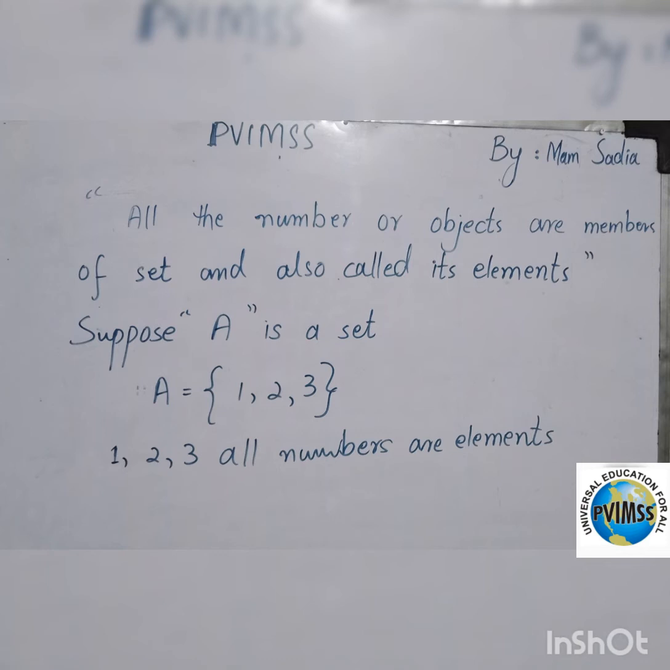Students, all the numbers or objects are members of a set. So all the members are also called its elements. Suppose we have a set A and there are 3 members in this set, 1, 2, 3. How will we write? We'll write in brackets or braces. The numbers 1, 2, 3 with a comma in between the numbers, and 1, 2, 3 all numbers are elements.